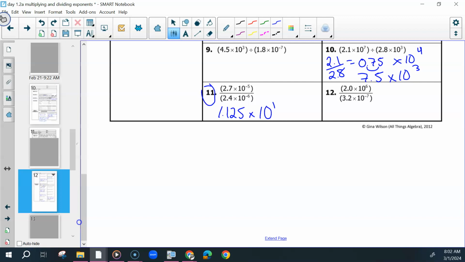If you feel like you would like extra exponent rule practice, there are little review books up here. Feel free to grab one.